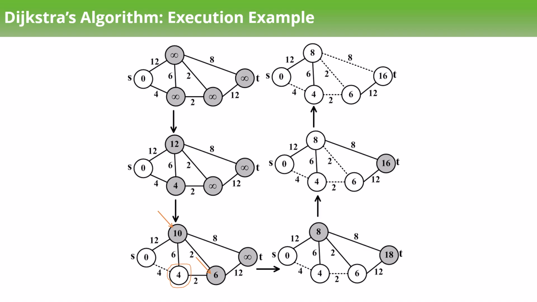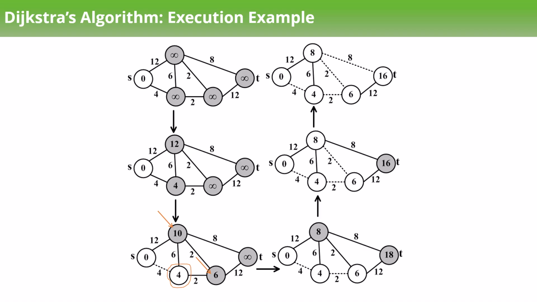Since we have completely processed node S, we mark it as visited. Next, select the smallest distance. Among all unvisited nodes, choose the node having the smallest distance. Obviously 4 is the smallest distance, so we move to the bottom left node. This becomes our current node.